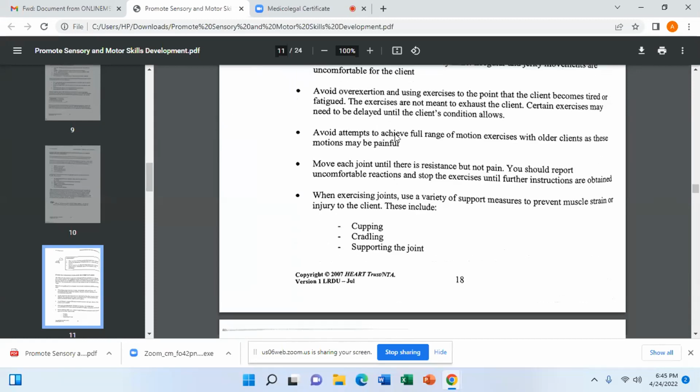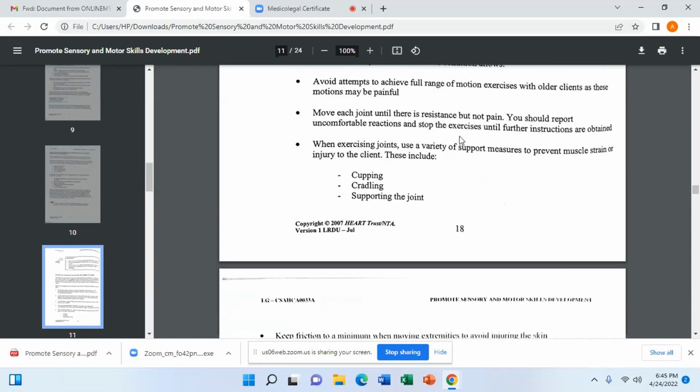It says avoid attempts to achieve full range of motion. Remember, some of them have problems with their shoulder and their hip, so you can't be trying to force their arm way around in 360 degrees, right? Because they might have problems with their shoulder, why they can't do that. So move each joint until there is resistance but no pain. Once there's pain, then you stop, right?